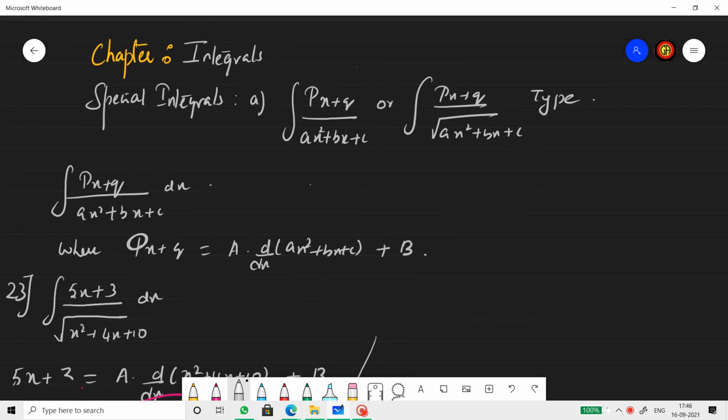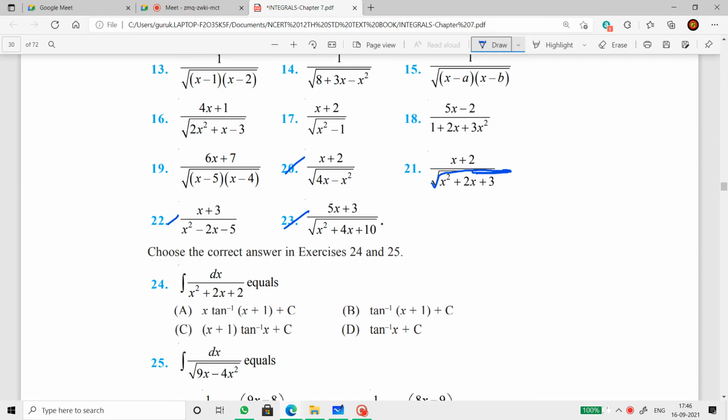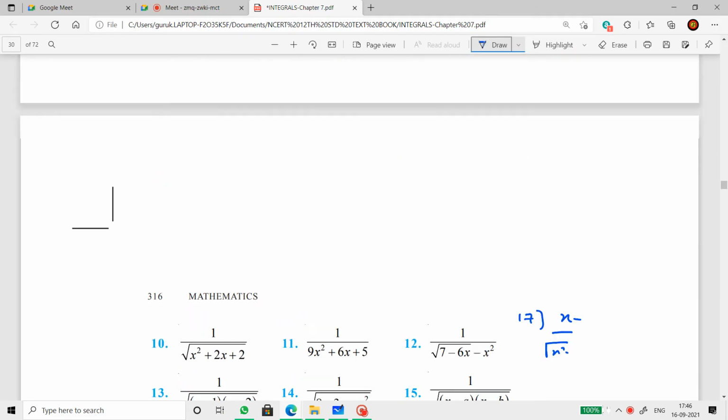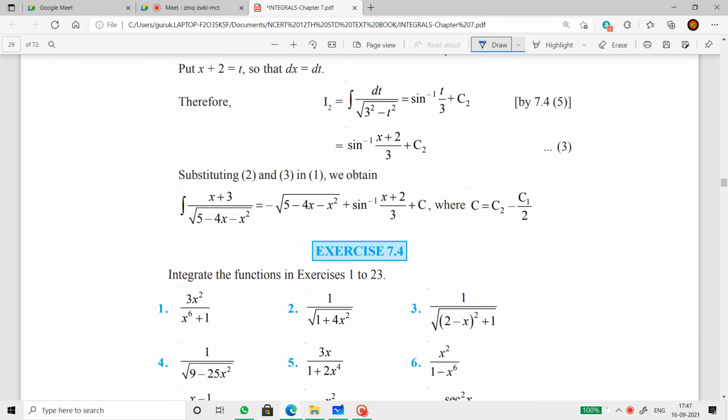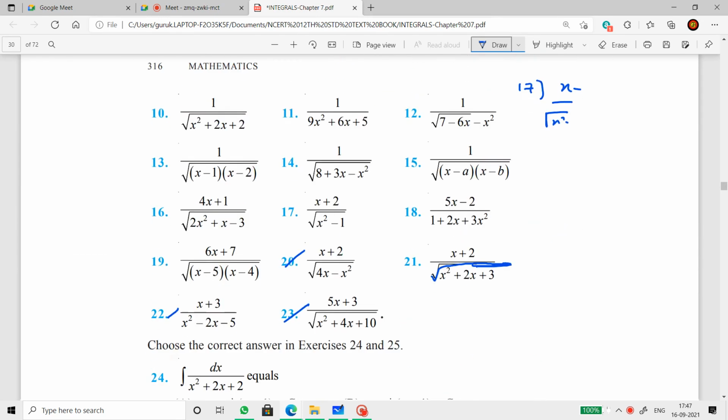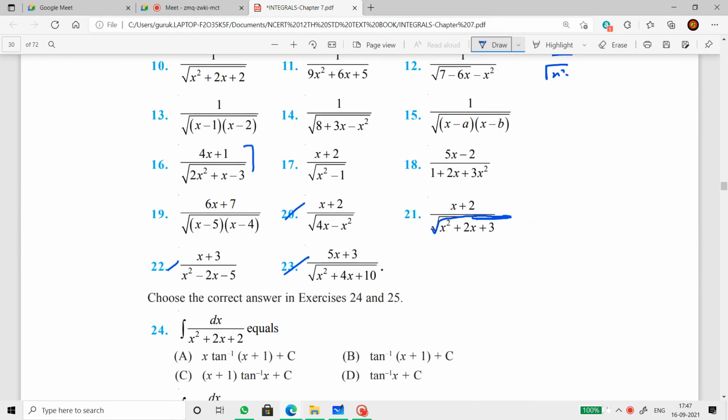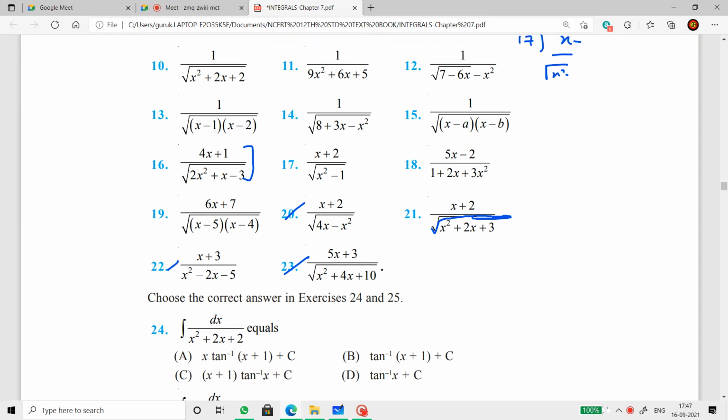Today we are going to do the remaining sums of the integral from exercise 7.4. In the last video we finished till question number 16. Today I am going to continue from there. Now the first one is the 23rd question. Before that I am going to explain a new type.